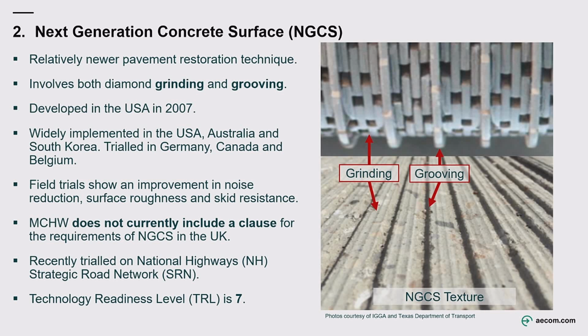It has been recently trialed on the Strategic Road Network, as Ian has mentioned, so we assigned a technology readiness level of 7. As we can see, we have the same blades, but we have an additional blade here that causes the grooving. As Anna has mentioned, this is how they probably do it in Germany, where they work in one pass and are able to grind and groove immediately. However, from international experience, it has been recommended that this is carried out in two phases or two passes. So we first do the grinding and then we do the grooving.